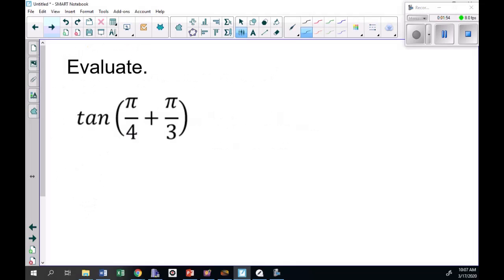We have evaluate. So this one's a little different. We haven't done anything with tan, but these identities are on the formula sheet. So again, on the formula sheet, the first value is our A, second one is our B angle. So we have an addition here. So this, again, coming from the formula sheet, is going to say that it's tan angle A, which is pi over 4, plus tan angle B, which is pi over 3 in this case.